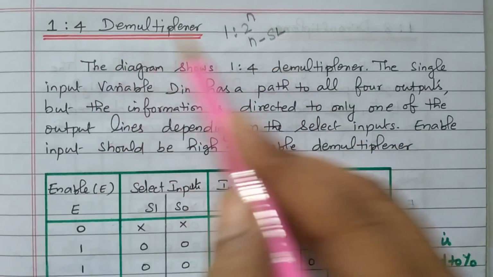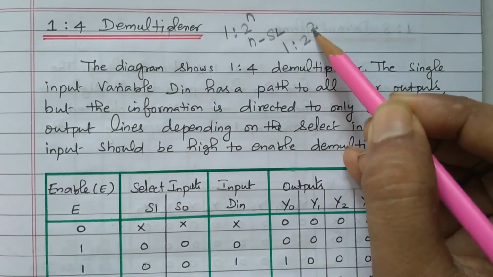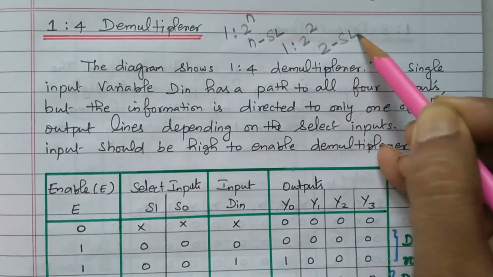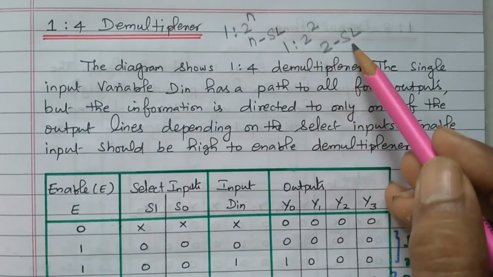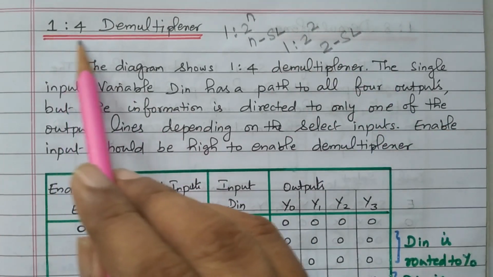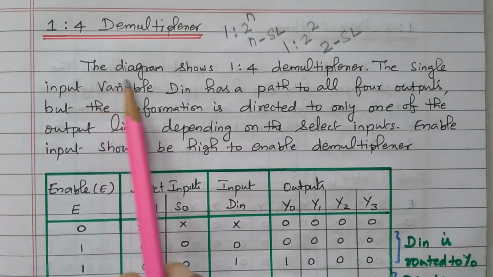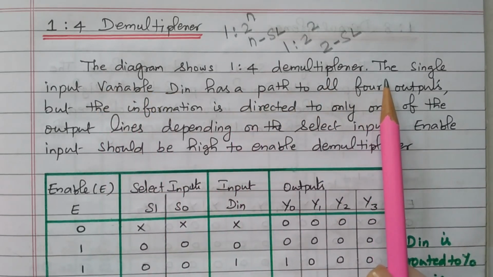So here 1:4 means it is 1:2 to the power 2, n equal to 2 here, right? So we have two selection lines. One input, 2 to the power 2 means 4 outputs, and two selection lines are available in the 1:4 demultiplexer, right? Now we'll see the diagram of the 1:4 demultiplexer.